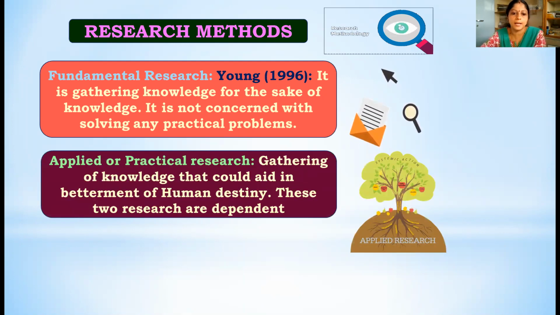Next comes applied or practical research. This applied or practical research is mainly gathering knowledge, and along with that, using this knowledge for the betterment of human life or the people in a particular area. These researches are dependent research. That means they are dependent on certain factors or certain criteria.